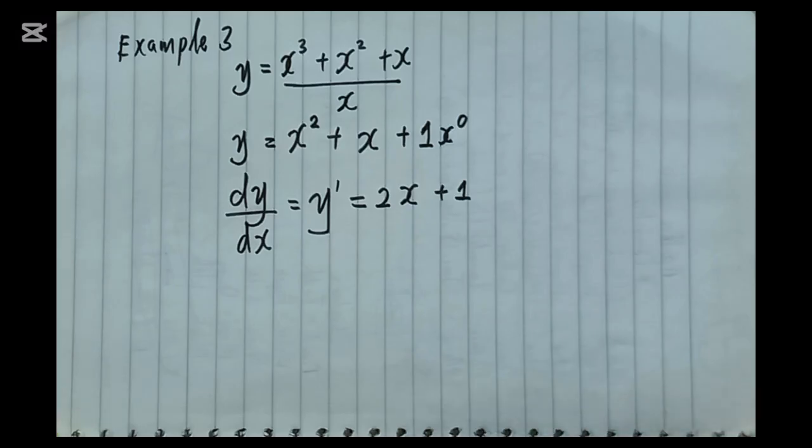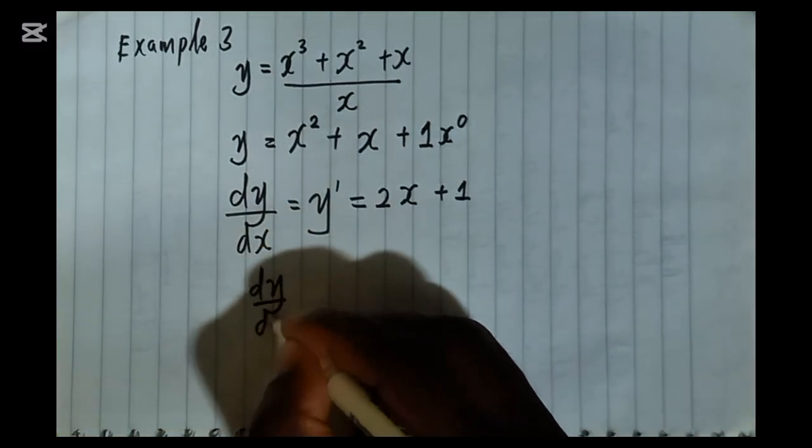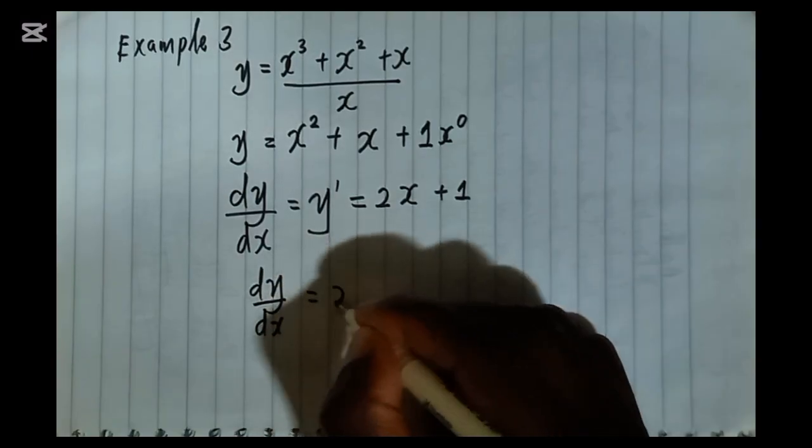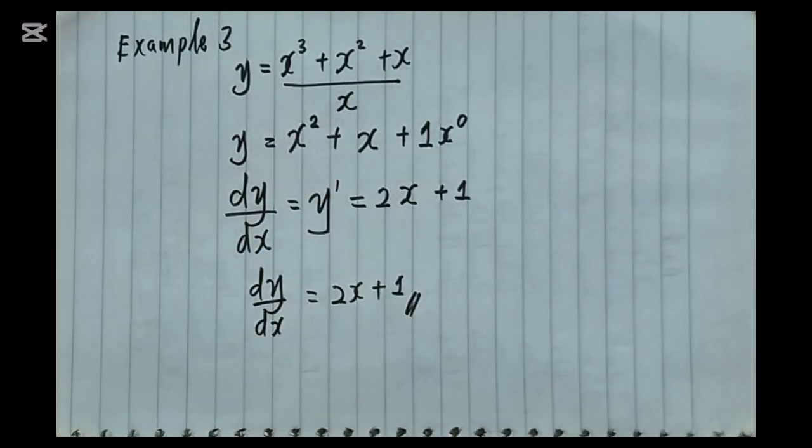So basically, the derived function, dy with respect to x, will be 2x plus 1. And that is it for this class.